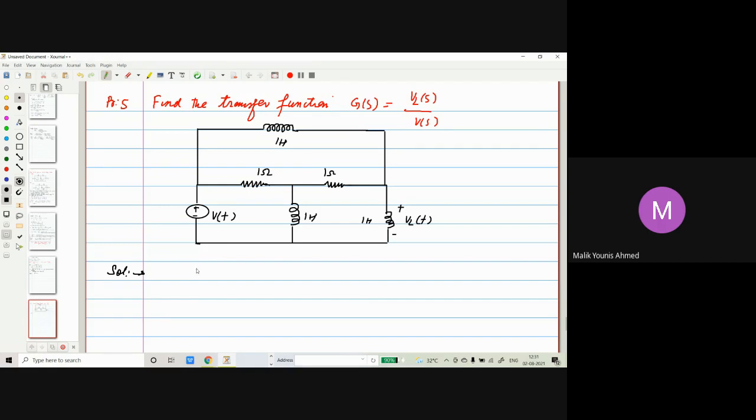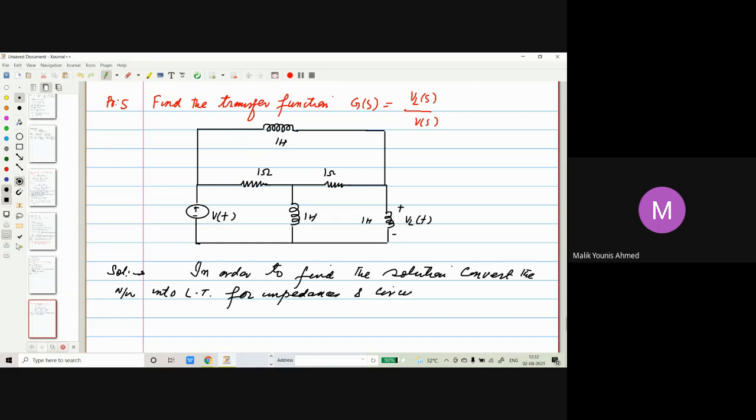Now, in order to find the solution, convert the network into impedances and circuit variables, assuming again zero initial conditions. That is necessary in this case also.